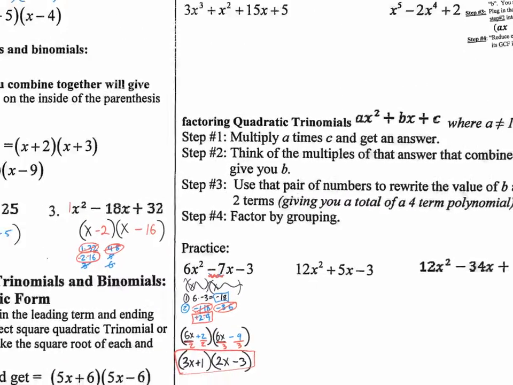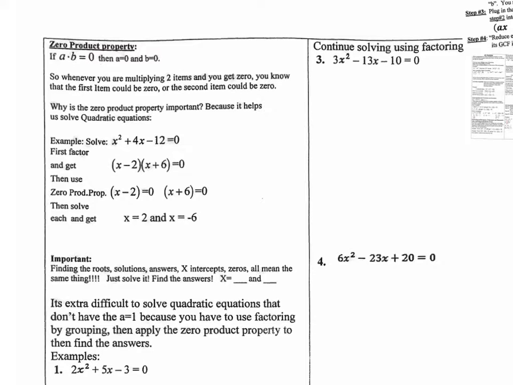Let's jump to the back side. We'll get back to the new part that we haven't done yet. So on the back side, it just explains the zero product property.